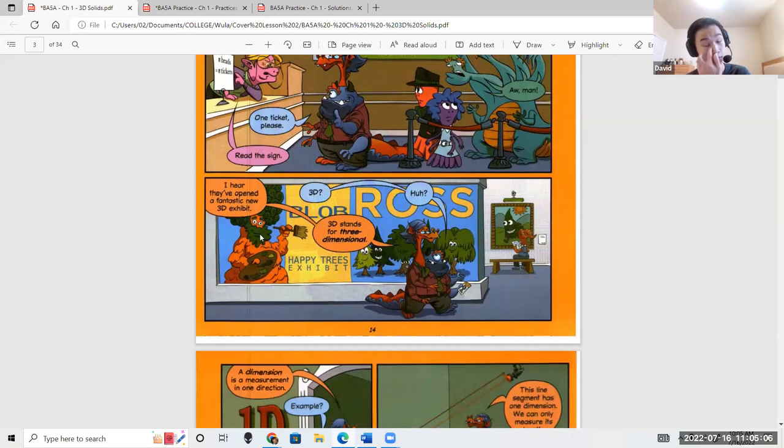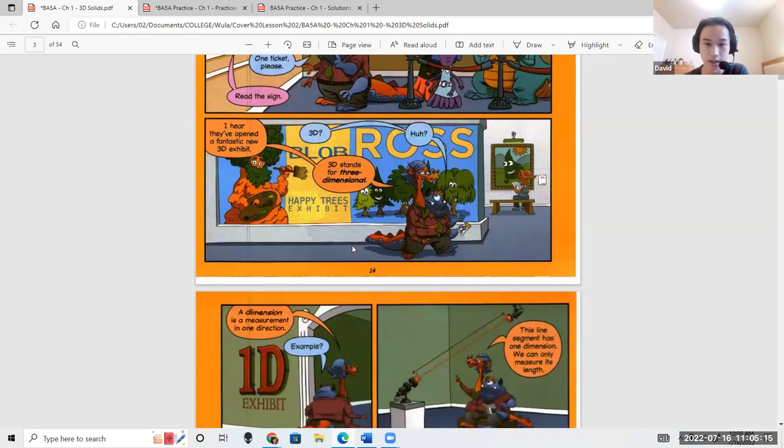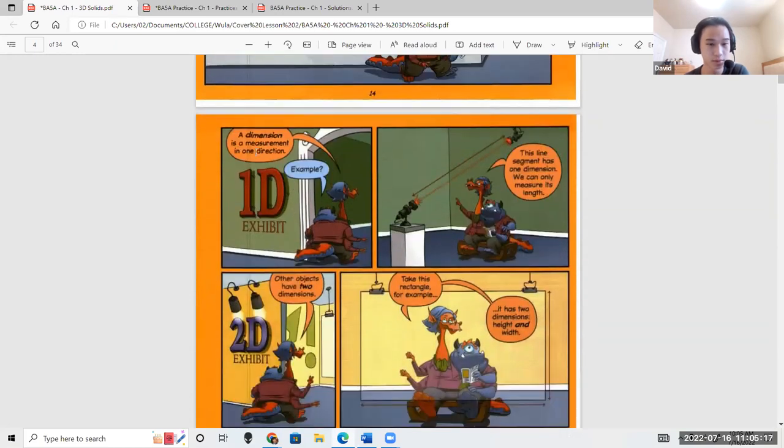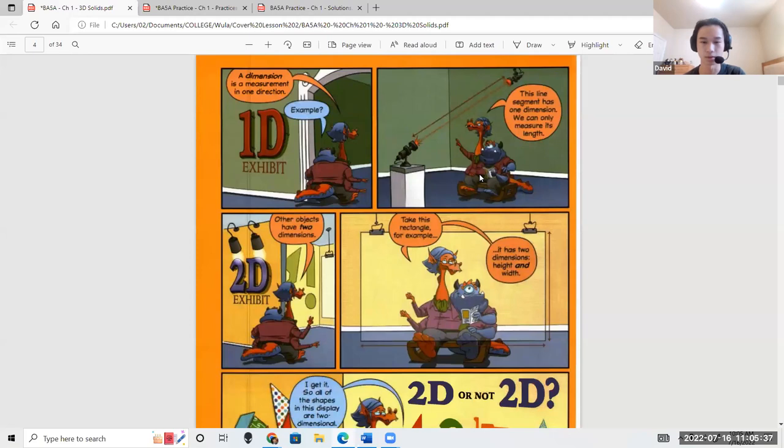So we're talking about a 3D exhibit. I've heard they've opened a new 3D exhibit. And what is 3D? 3D stands for three-dimensional. Some big words already, perhaps. A dimension is a measurement in one direction. That's a good point to pick up. So what's an example? A 1D exhibit. This line segment has one dimension. We can only measure its length. So a line is one dimension.